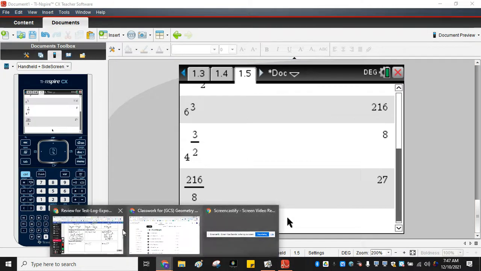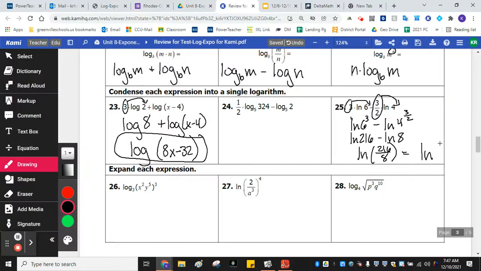And you get 27. So that'll be what you're taking the natural log of. Natural log of 27. Okay? Next video, we'll do the next odds.